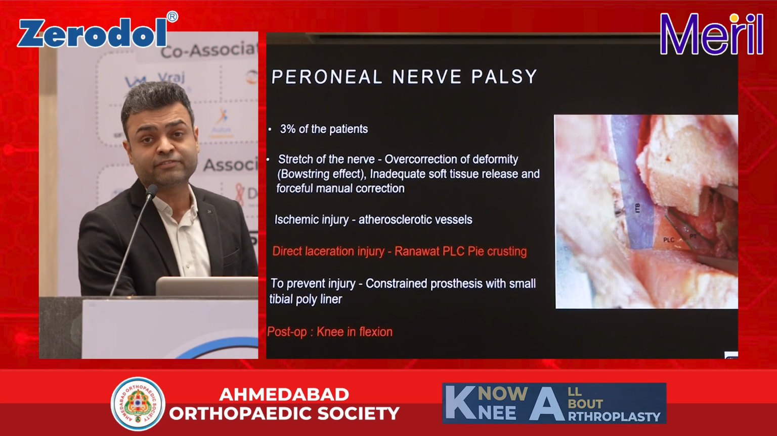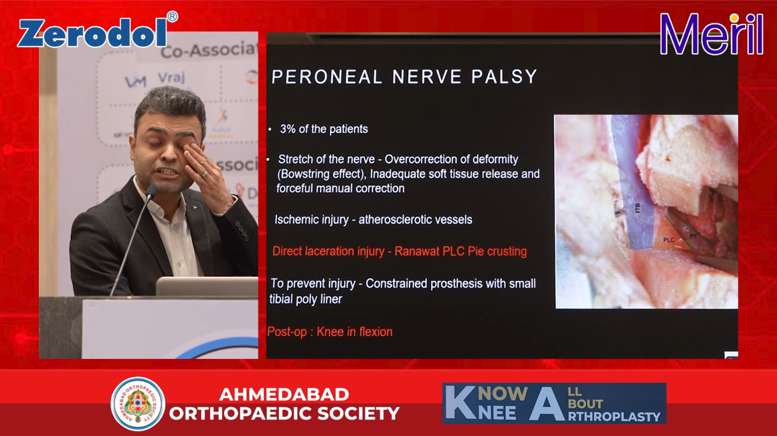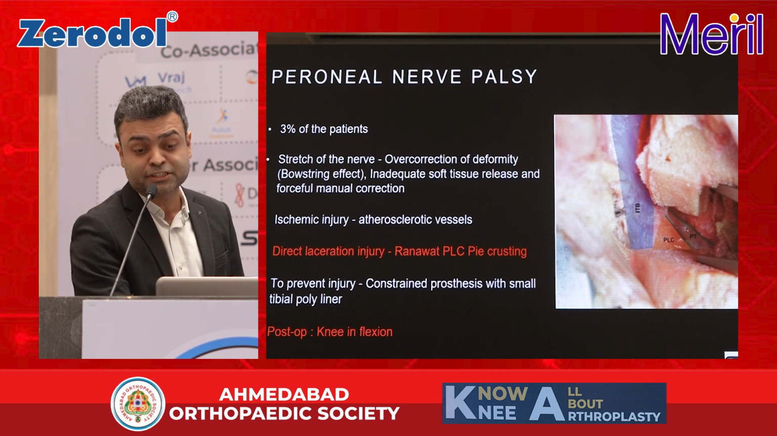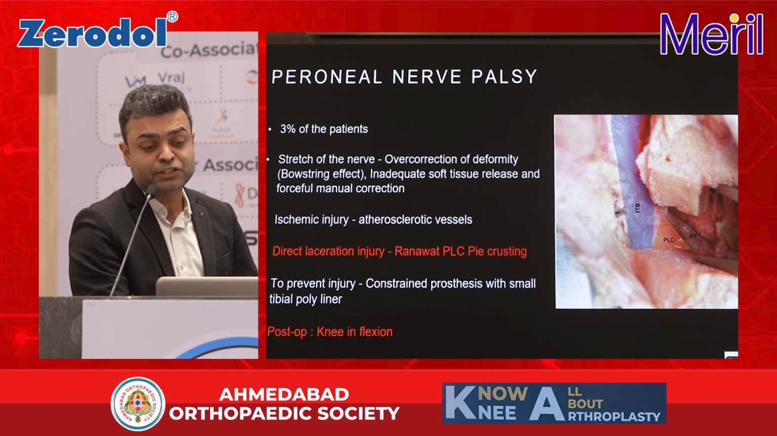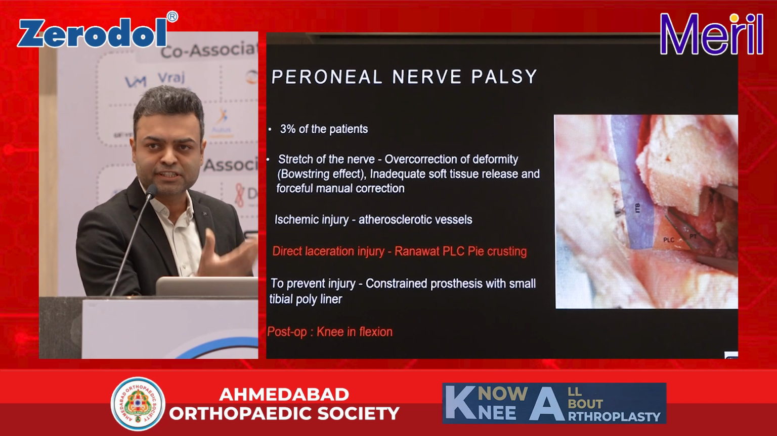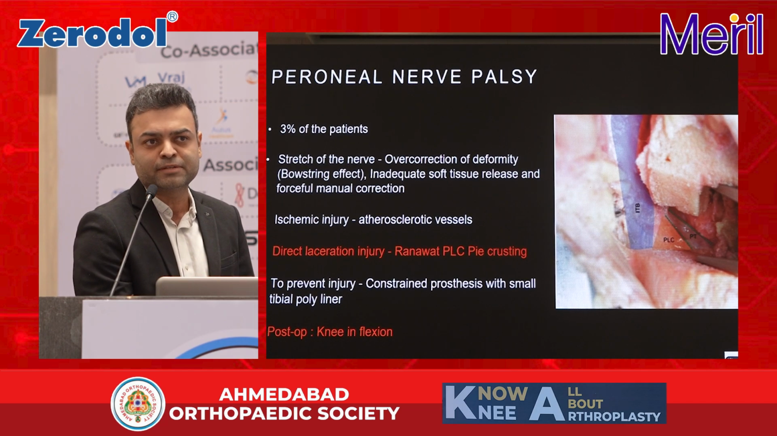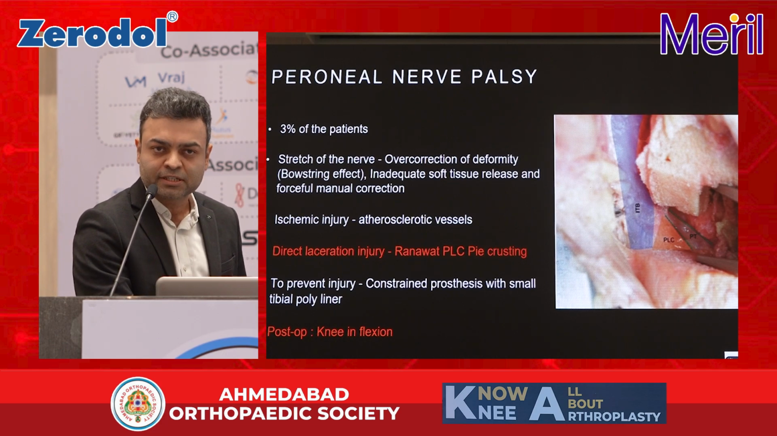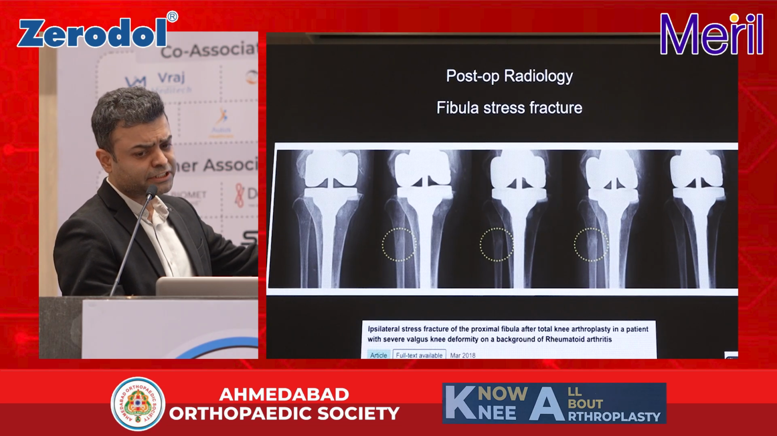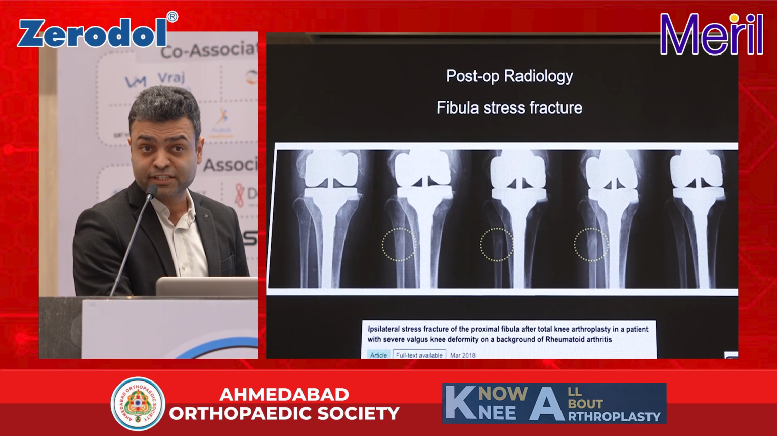Post-op, it is important that when you're correcting severe deformities, these patients may end up with stretch palsy of the peroneal nerve. At least 3% of the patients will end up with this. So you need to use slightly thinner inserts. Use a constraint. Don't use a thick, tight insert and then put the knee in extension. In the early post-op recovery phase, you can put the knee in a little bit of flexion to prevent traction injury to the peroneal nerve. Some patients can end up with a stress fracture in the fibula.